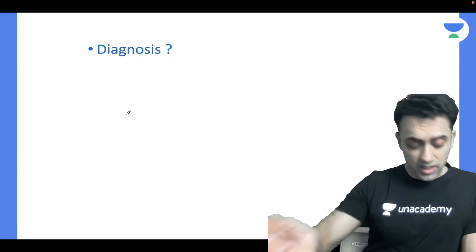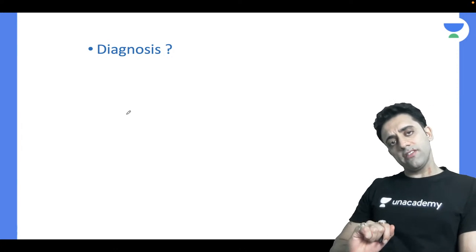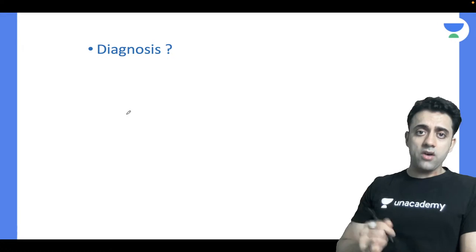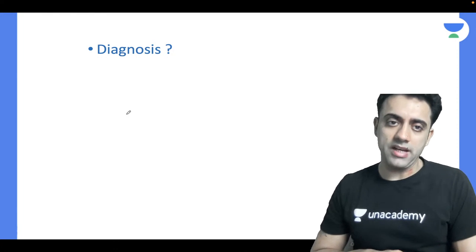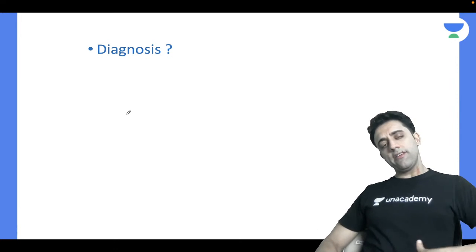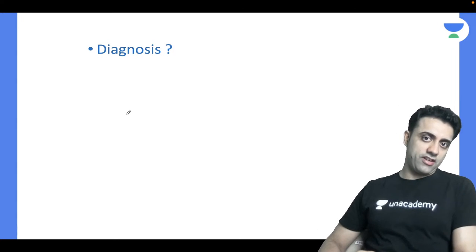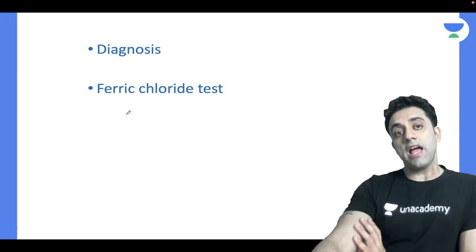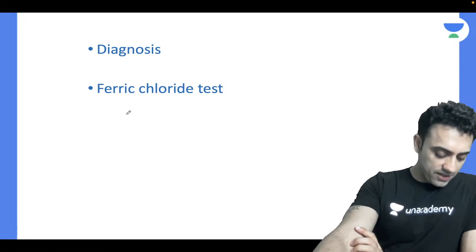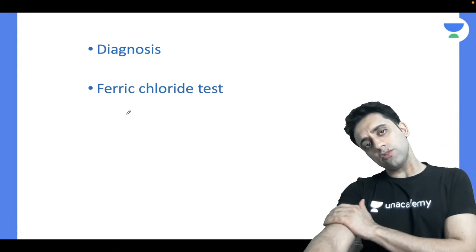Very good. Next question. How do you diagnose a case? Let's finish this topic. How do you diagnose a case of phenylketonuria? Will there be a decreased level of phenylalanine or an increased level of phenylalanine? Yes, very good. So the diagnosis will be the ferric chloride test. Anyone, how do you do the ferric chloride test? Who will tell me?